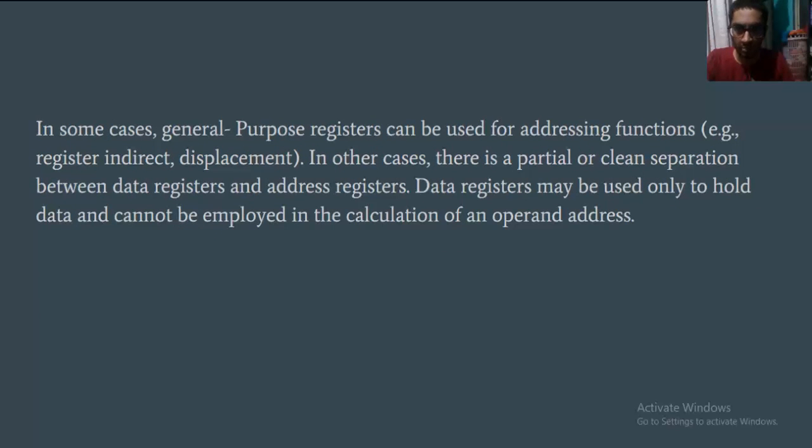In some cases, general purpose registers can be used for addressing functions. Example, register indirect, displacement. In other cases, there is a partial or clean separation between data registers and address registers. Data registers may be used only to hold data and cannot be employed in the calculation of an operand address.